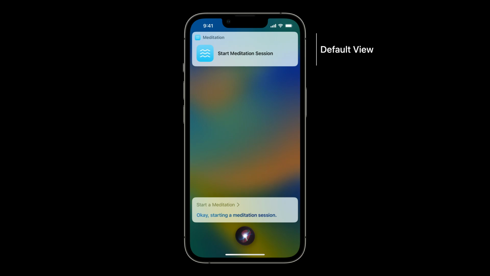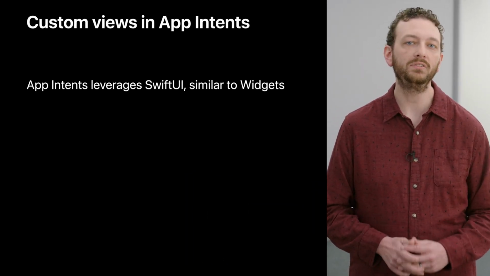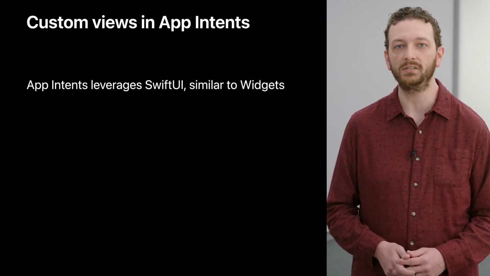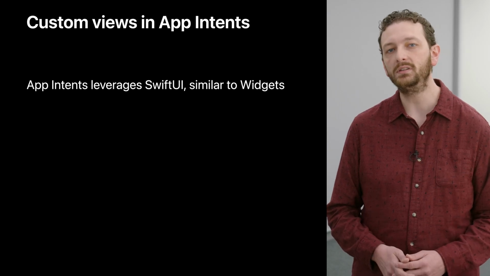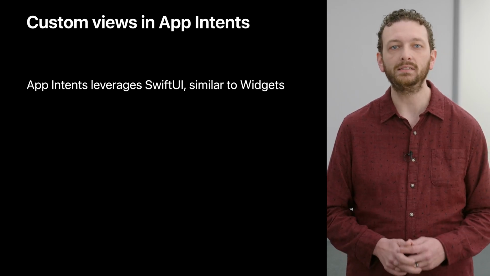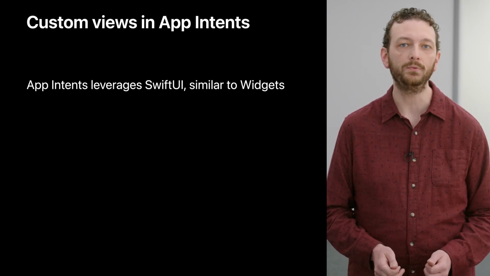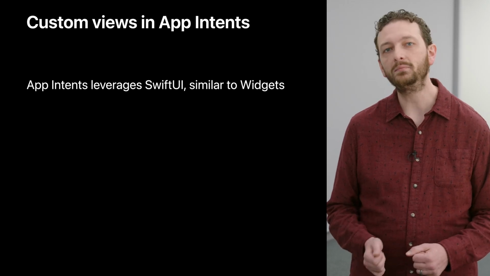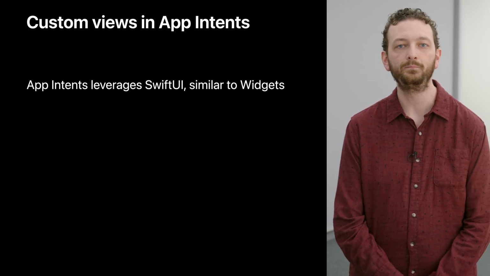To do this, I'll need to implement a custom view that Siri can show whenever my intent is run. Views in the App Intents framework are built using SwiftUI and leverage the same view technology as widgets. This means you as a developer don't need to build a separate UI extension for your custom view. Instead, you can simply return the view when running your intent.